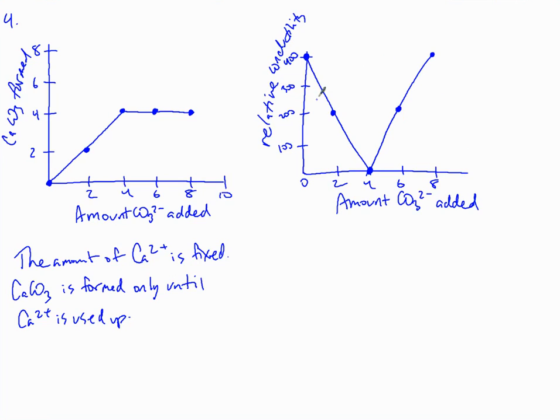This one you can write down something. I think you already get the idea, so I'm going to move on. Conductivity depends on how much ions are there.